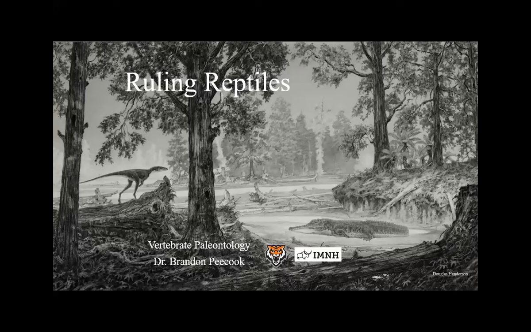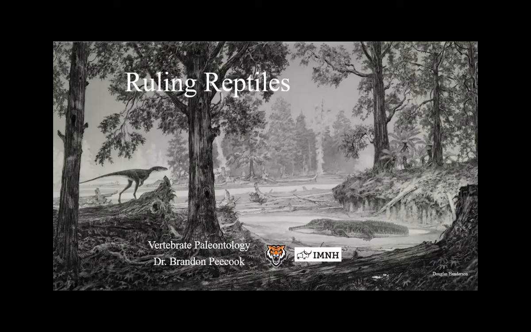I really love this piece of paleo art. This is from 20-some years ago, showing a very early member of the bird lineage and a very early member of the crocodile lineage, and I bet you can tell which one's which. And that's fun in the Triassic. And yes, the one on the left is a dinosaur. So let's get into it.